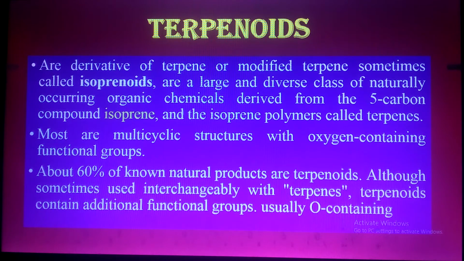What are terpenoids? They are derivatives of terpenes or modified terpenes and sometimes called isoprenoids. Most are multi-cyclic structures with oxygen containing functional groups. About 60% of known natural products are terpenoids, although sometimes used interchangeably with terpenes. Terpenoids contain additional functional groups, usually containing an oxygen atom. Is it clear? Now the concept about the terpenes, terpenoids, and isoprene unit is clear? Okay.